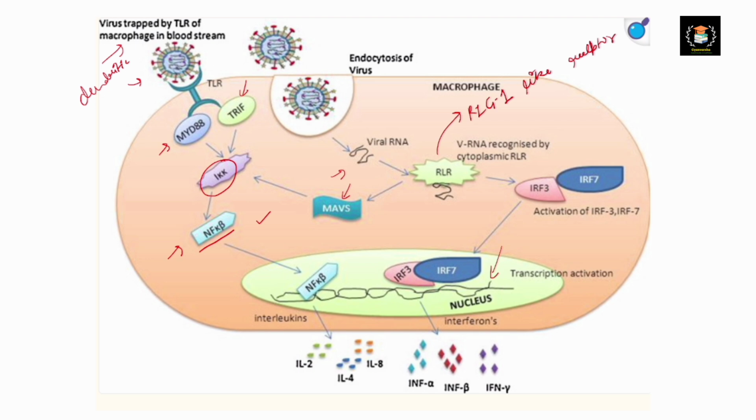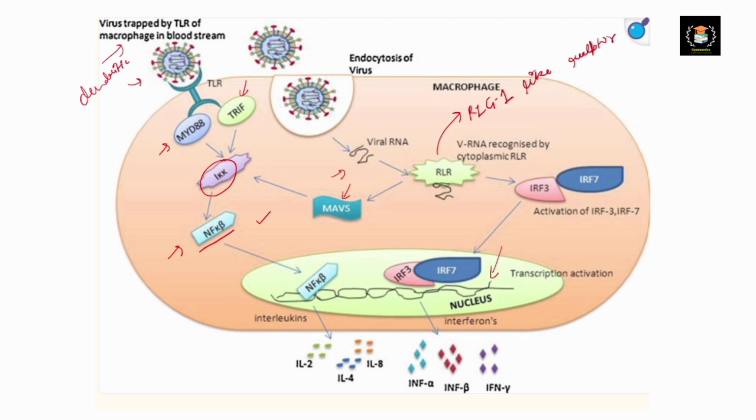Okay. So again I am repeating the pathogenesis of hMPV infection. Listen very carefully, you will understand. This virus is trapped by TLR. TLR is what? Toll-like receptor. The toll-like receptors are present on macrophages or dendritic cells. Once it gets trapped, adapter molecules like MyD88 and TRIF will activate.